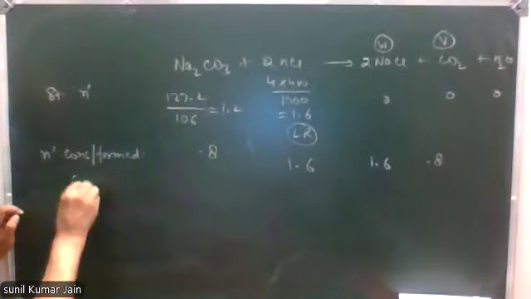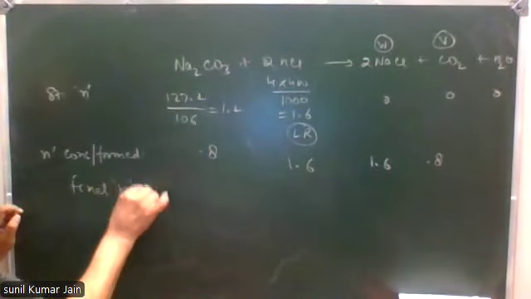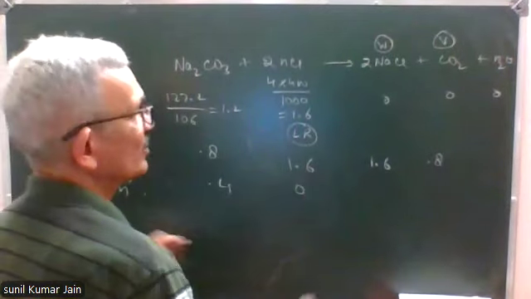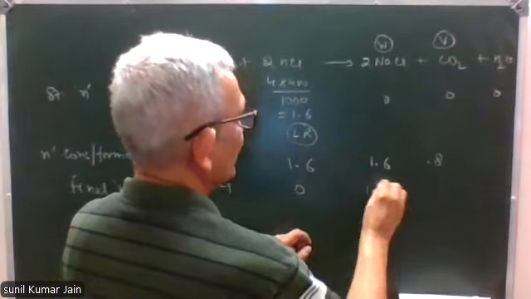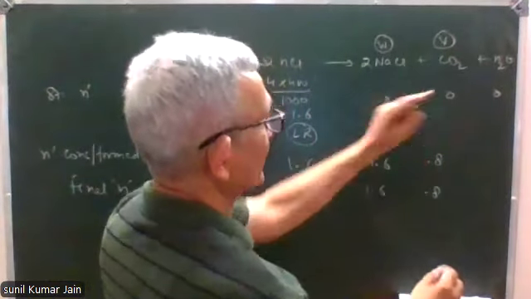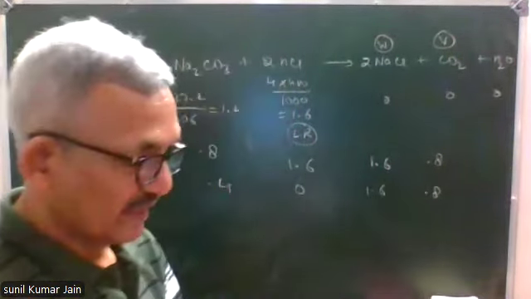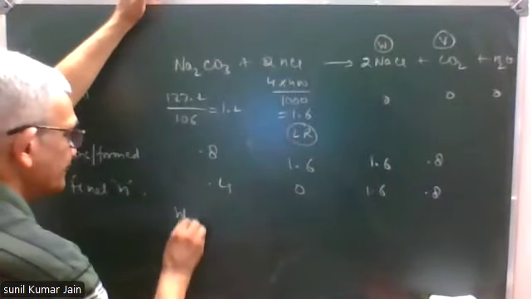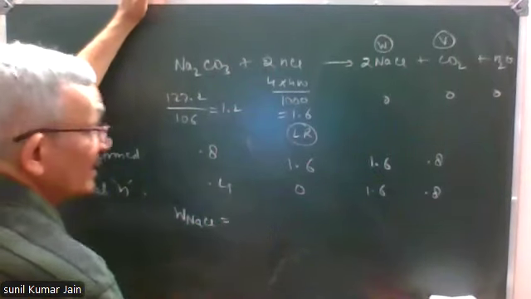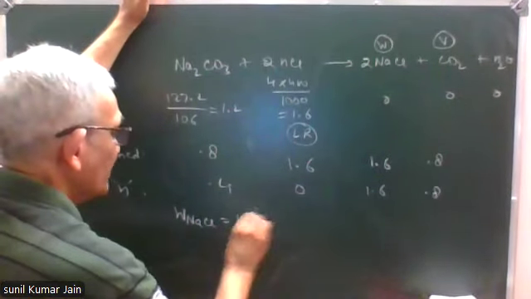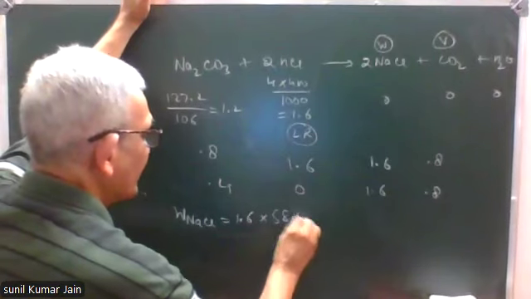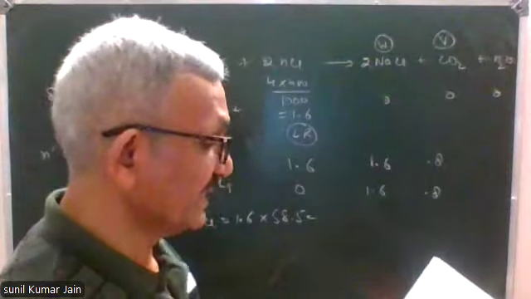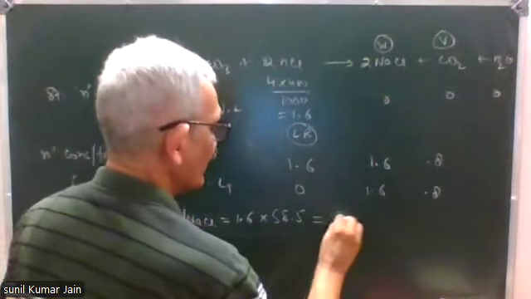Now, final number of moles. This minus this, 0.4, this is 0, this minus initial, and this is again final minus initial. Oh, we have to calculate these two. Weight of NaCl: 1.6 mole into molecular weight 58.5. So this will be the first answer. It will be 93.6 grams.